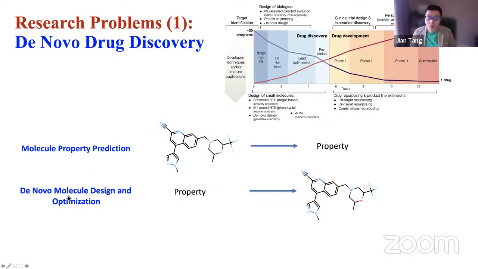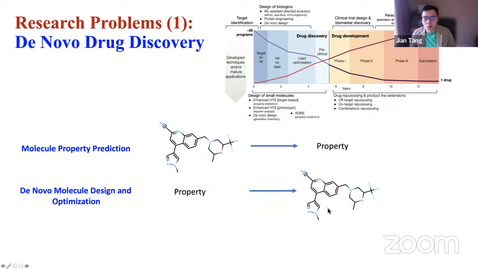And the second problem, that's why we focus on de novo molecule design and optimization. So basically, we want to, based on the machine learning property predictor, which can be used as an oracle or as a reward function, guide us to find the molecules with optimal properties. So this is the second problem, de novo molecule design and optimization.